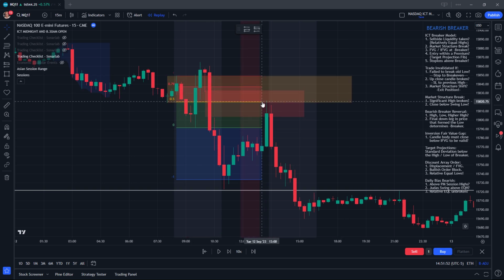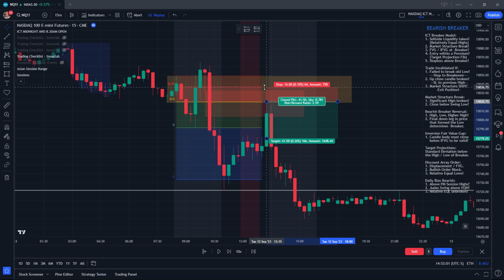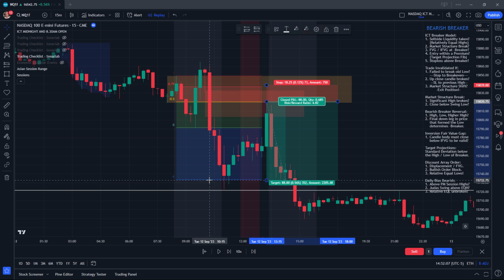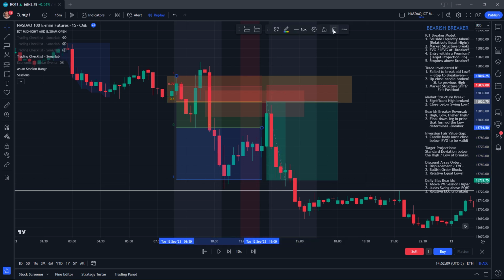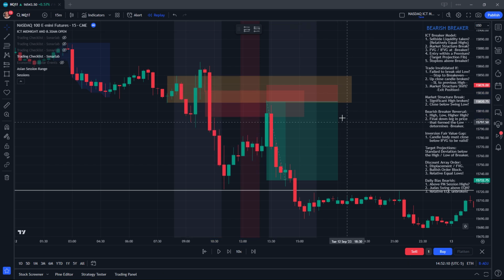So we need price to come into the discount, which would be here, and this actually gives us a nice entry. We take very little heat on the trade, set our take profit. That's still 88 pips. There's almost 100 pips there. A very low hanging fruit objective.